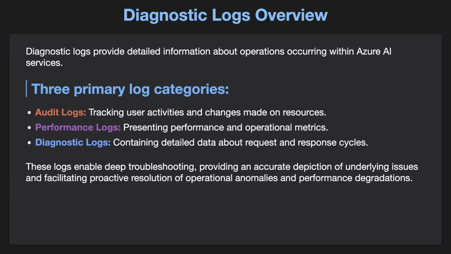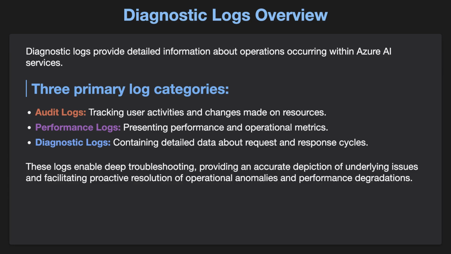Diagnostic logs provide detailed information about operations occurring within Azure AI services. There are 3 primary log categories: audit logs, tracking user activities and changes made on resources; performance logs, presenting performance and operational metrics; and diagnostic logs, containing detailed data about request and response cycles. These logs enable deep troubleshooting, providing an accurate depiction of underlying issues and facilitating proactive resolution of operational anomalies and performance degradations.